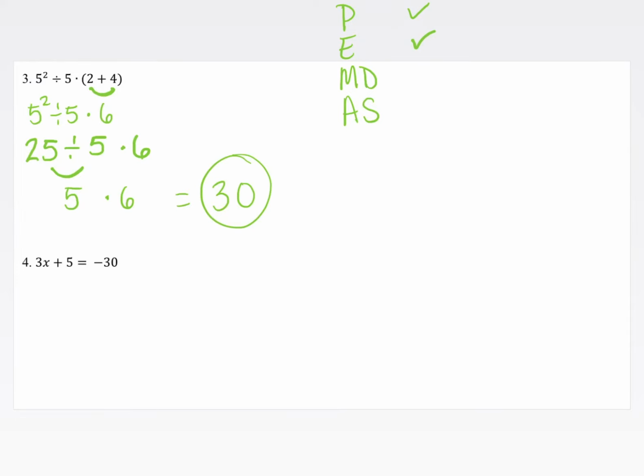For number 4, I want us to also solve for this variable x right here. So in order to do that, we're going to first subtract 5 from both sides. We see a positive 5 on the left-hand side, and we want to use the inverse property in order to cancel it out. So the opposite of positive 5 is negative 5. Since we did the same thing on one side to the other, we use the subtraction property of equality.